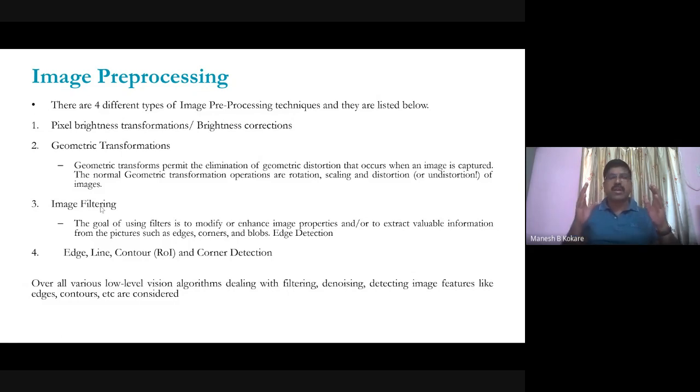So these things can be achieved by using image filtering. We'll study all those things in detail in today's lecture also. And the last part of image pre-processing, low-level computer vision, is the detection of edges, detection of lines, contours or regions of interest, or detection of corners and so on. So overall, all the various low-level vision algorithms deal with filtering, denoising, or detecting image features such as edges or contours and so on.